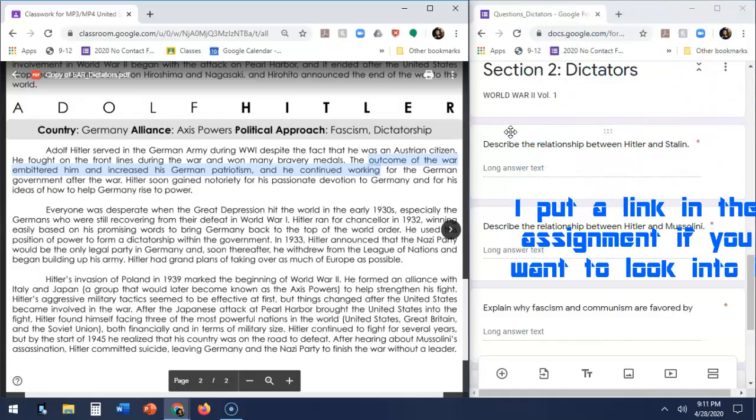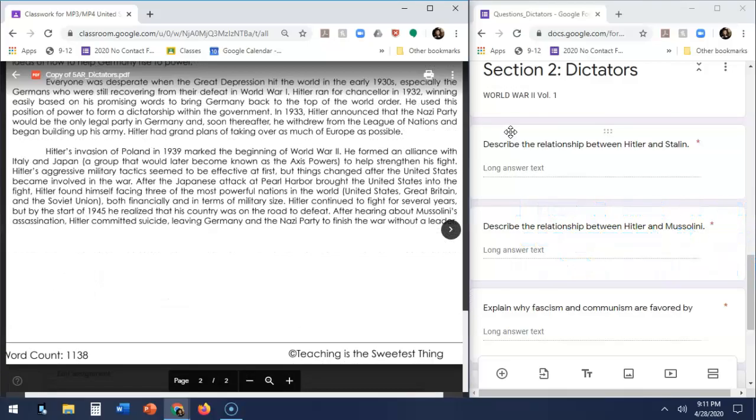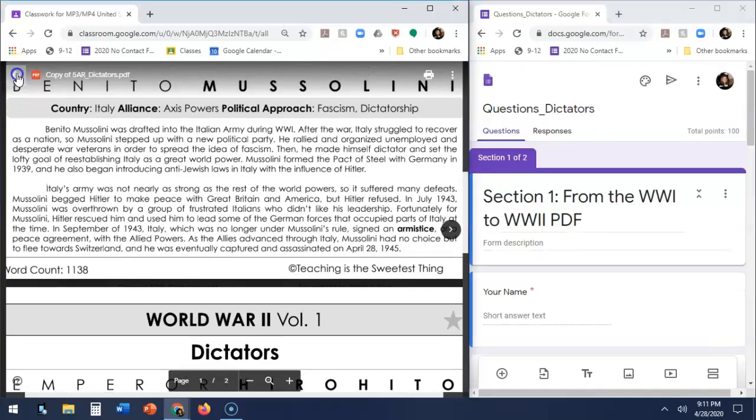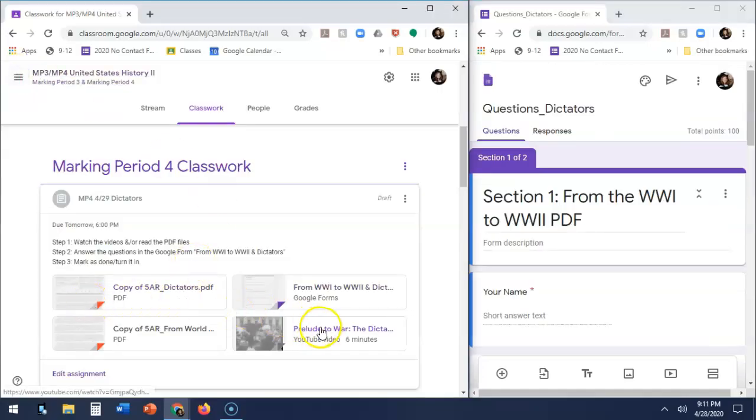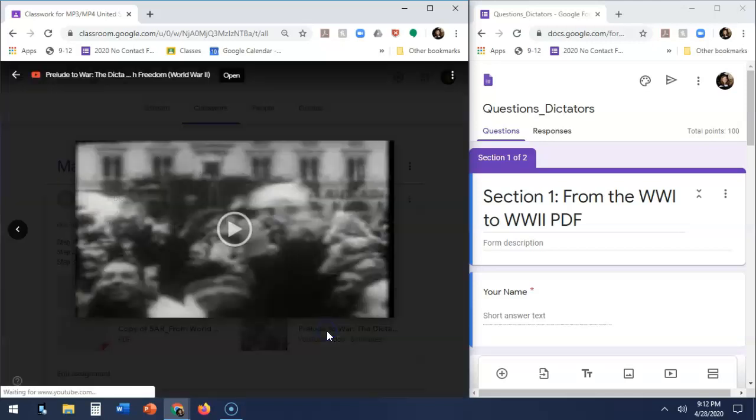Another fun fact, there are lots of conspiracies that he actually didn't commit suicide. Do some Googling, see what you think. Anyway, that is the end of the reading. But this video is actually real footage that they showed United States citizens during the war to show what the dictators were doing. So you'll actually get to see in this video the dictators in action.